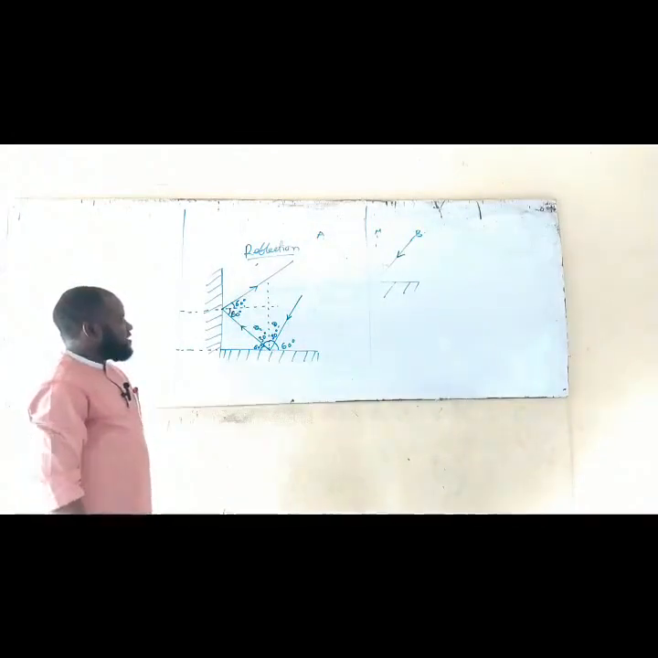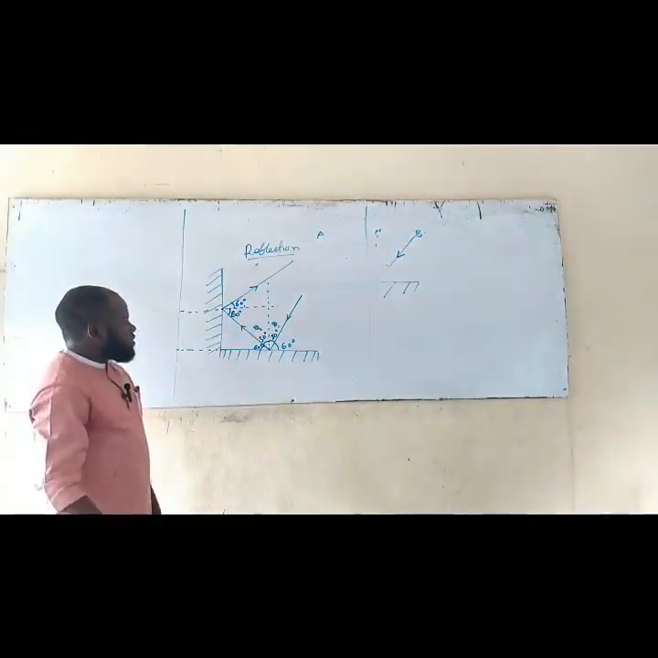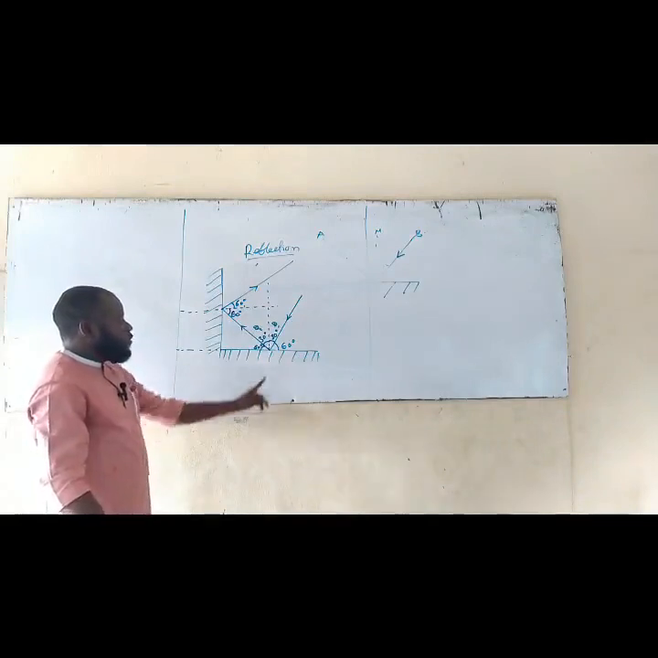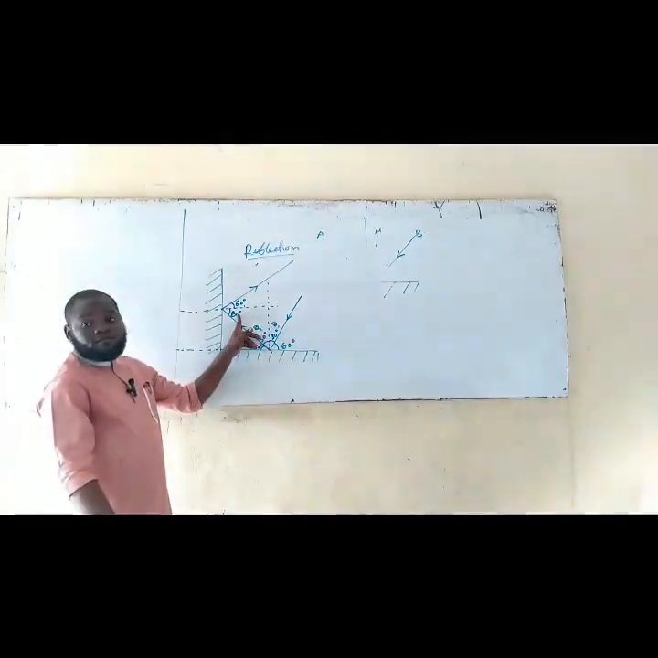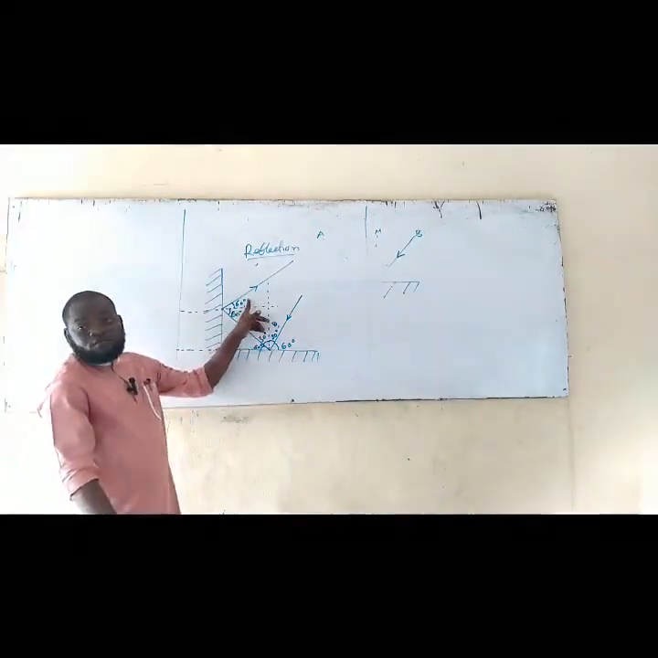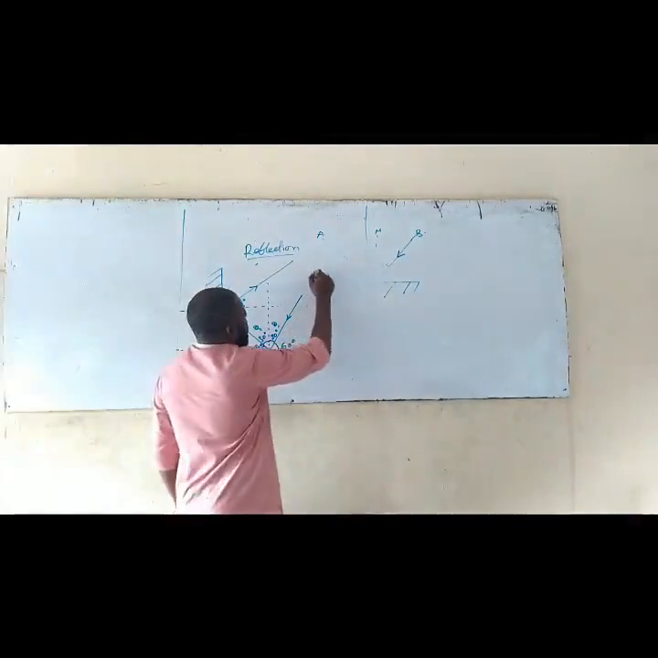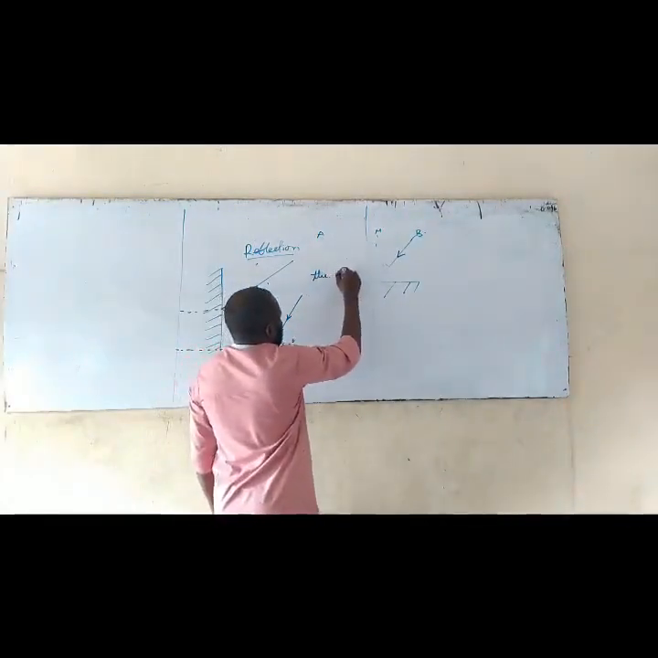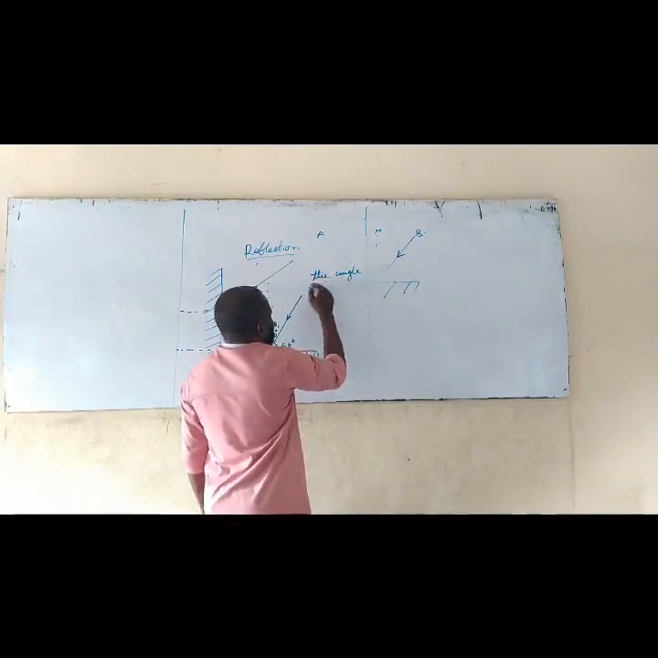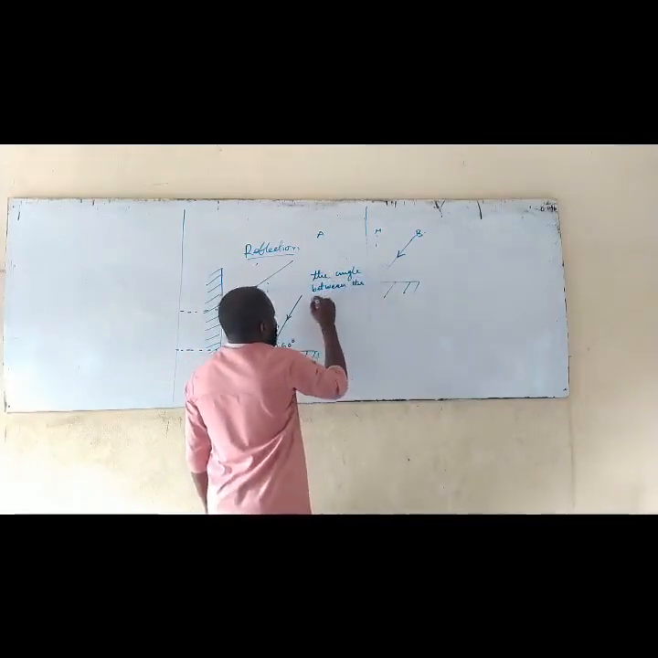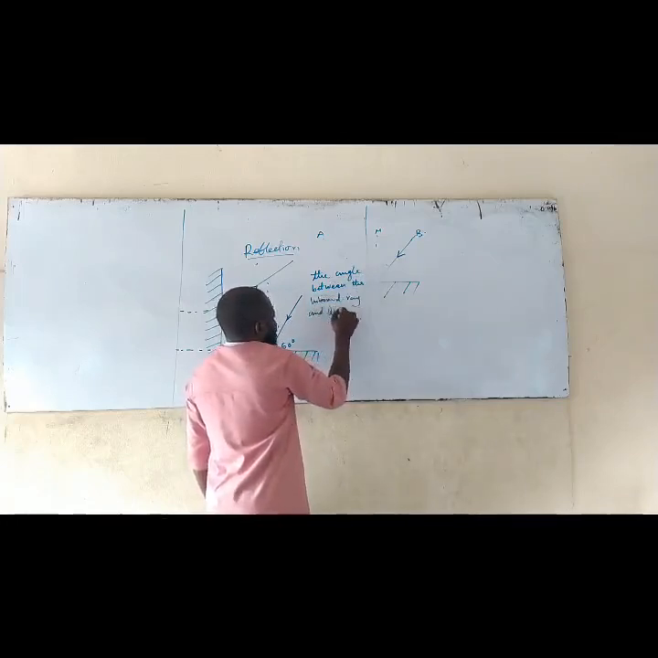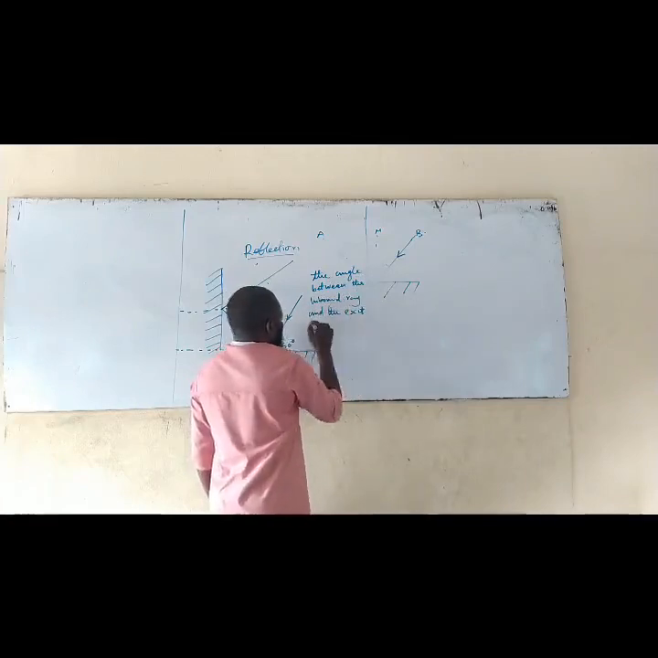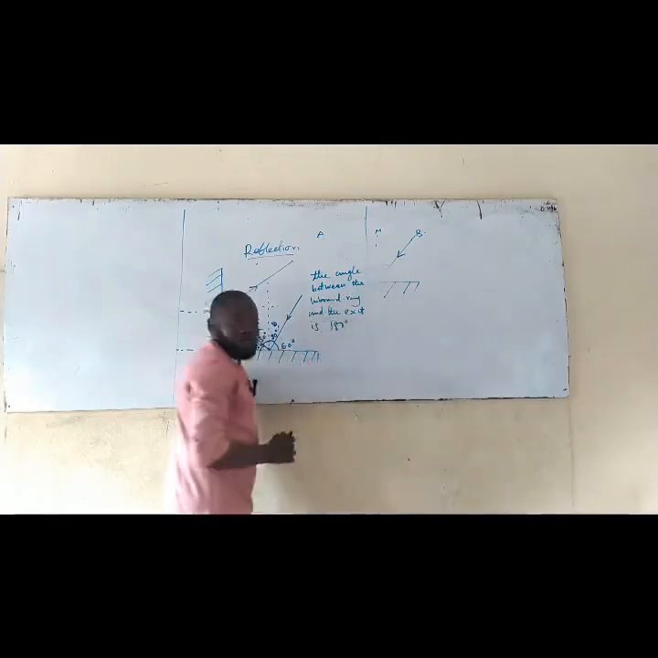So how do we now get the angle between them? For us to get the angle between them, it's quite easy. All we need to do is to calculate this angle. 30 plus 30 is 60, plus 60 is 180. So the angle between the exit ray and the inbound ray is what? Is 180 degrees.